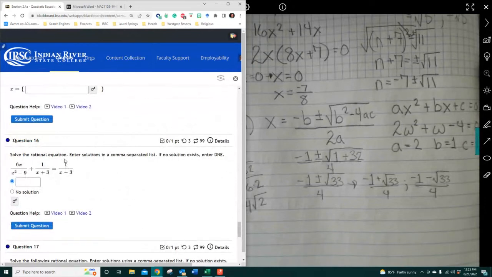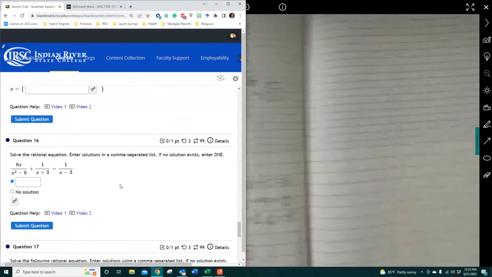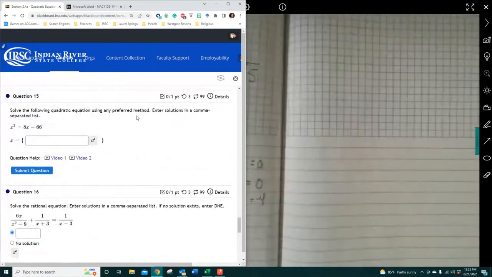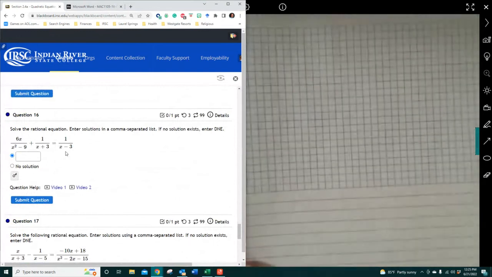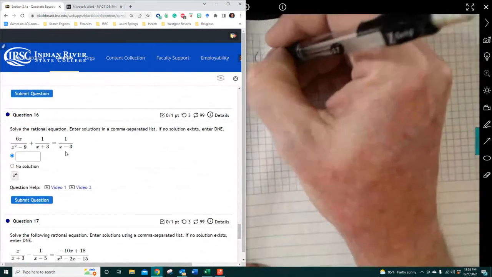Now it says solve the rational equation, enter solutions in a comma separated list. If no solutions exist, enter DNE. Now, when solving for these kinds of questions, it's a little different from the ones that we were doing before, using any methods we wanted. So we're going to have to take a look at solving these. So let's take a look.